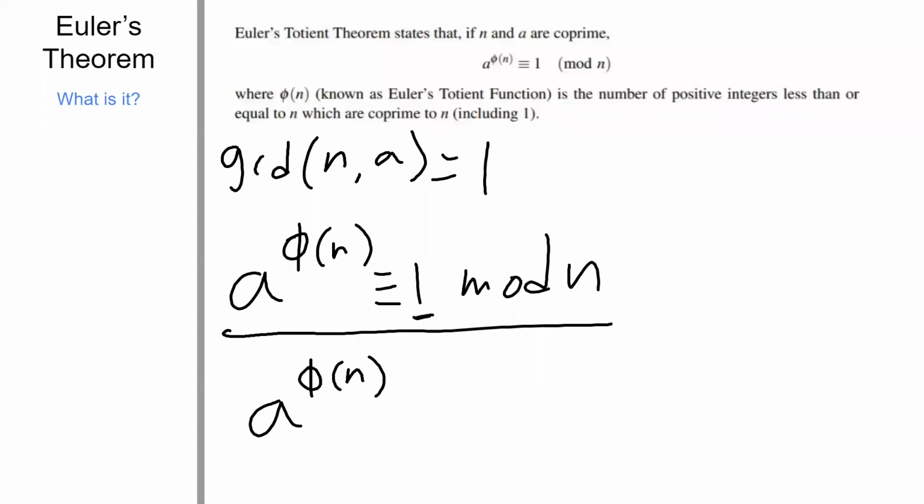Coprime means relatively prime, which means that the two numbers n and a share no common factor except for 1. So for example, they're not both divisible by 2 or 3 or 5.